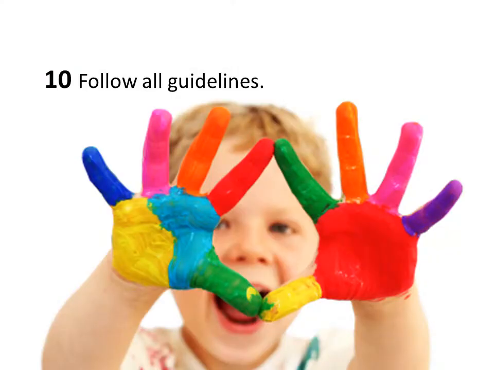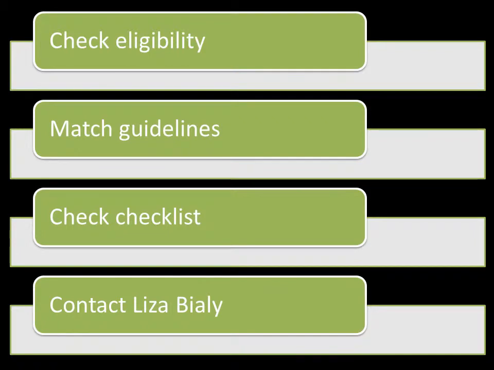Tip number 10. Follow all guidelines. There is no point in applying to a granting agency if your proposed study is not eligible or your application is incomplete. Once you are certain that your study is eligible, create a checklist to keep yourself on track and to ensure that you do not miss any items required for the application.